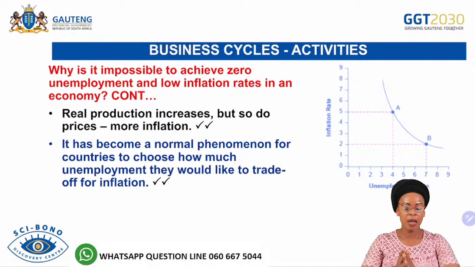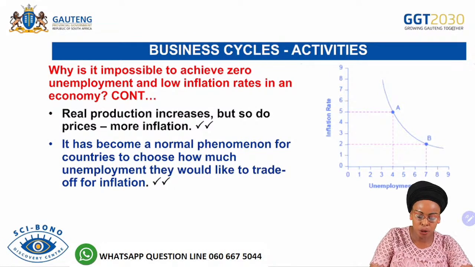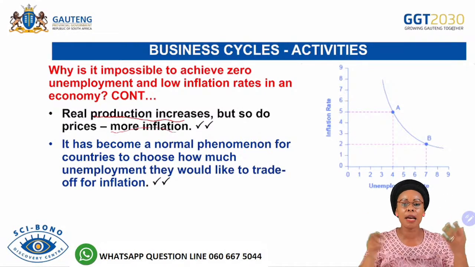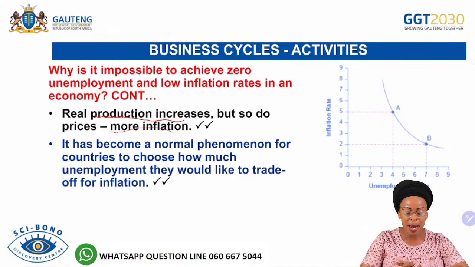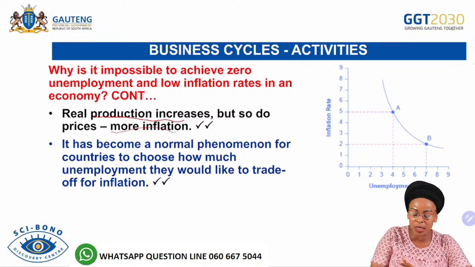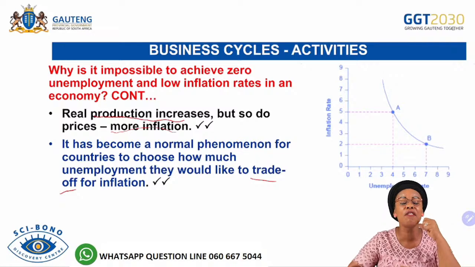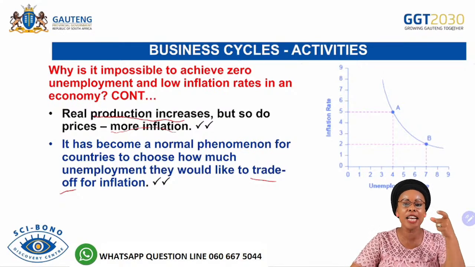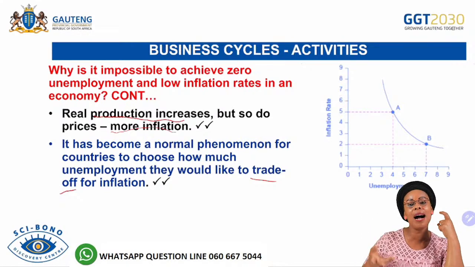We are continuing. Because we are demanding more and more, more people are employed and production will increase. As production is increasing, inflation also increases further, because for you to produce, you need to have more workers. So it has become a normal phenomenon for countries to choose how much unemployment they would like to trade off. So countries can choose how much percentage of inflation they want. But if they do that, it means that they should trade off what? A certain number of workers.